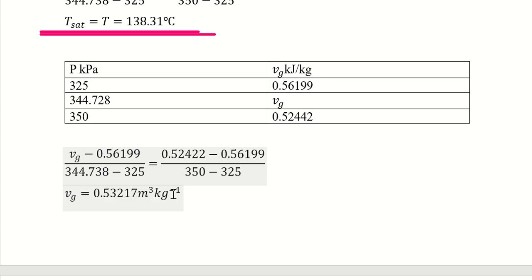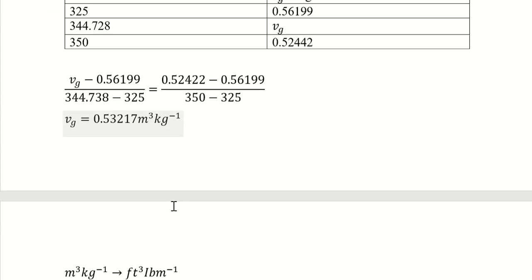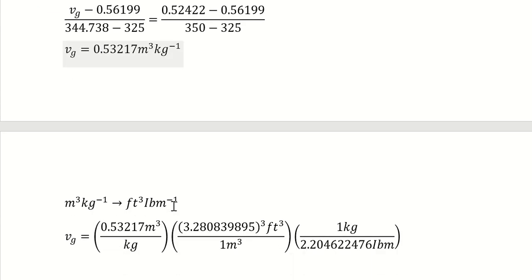Well, the problem is we are not using a properties table that has English units. So whatever we're calculating gives us the standard units, meters cubed per kilogram. But we have feet in our question. The question gives us a total volume in feet, so you have to convert. And I know the conversion is not an easy thing for everybody.